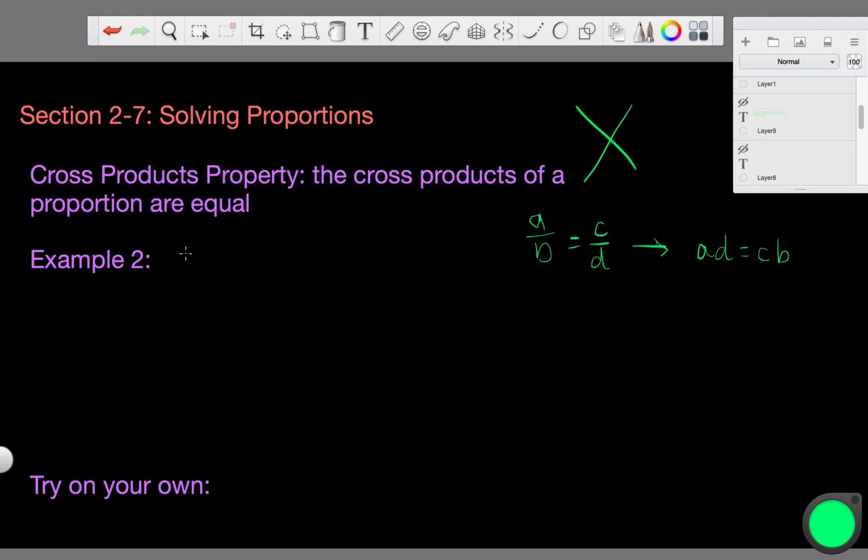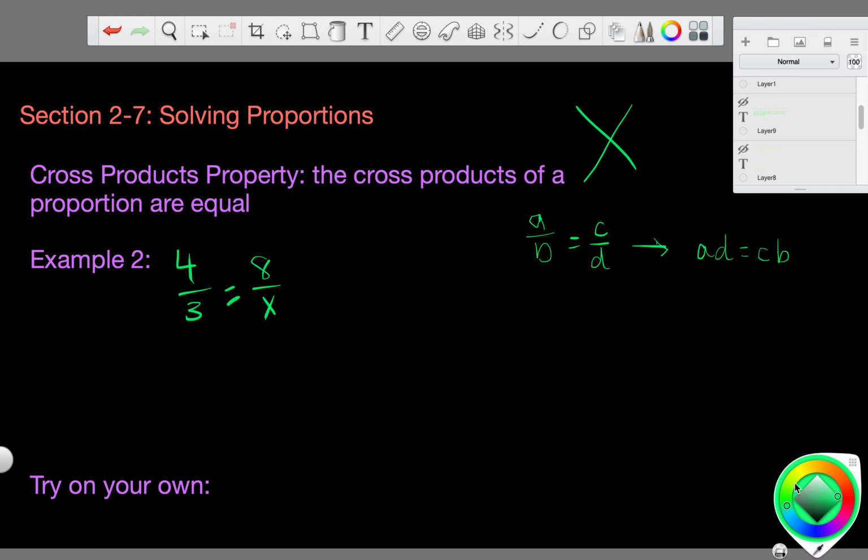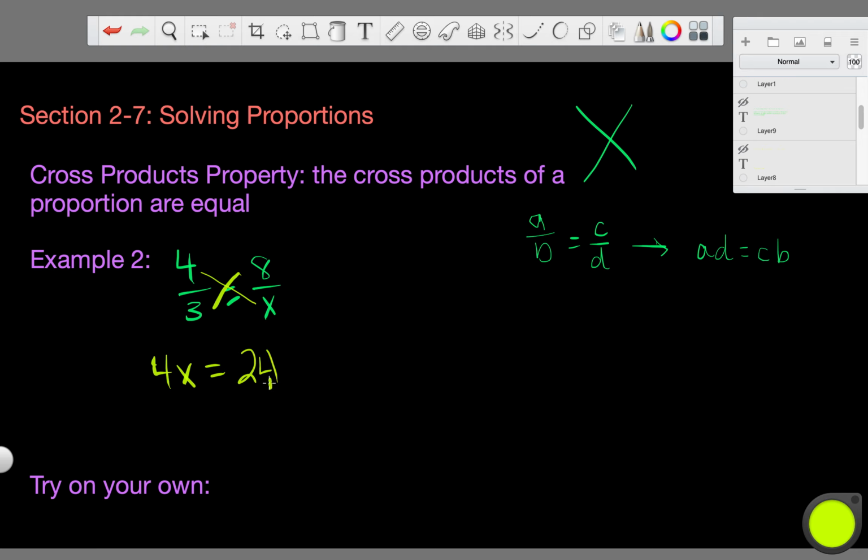Okay? So let's do another example. So we're going to have 4/3 equals 8 over x. Okay? If I'm doing my cross products method, I am going to do my 4 and my x, and then my 3 and my 8. So I'm left with 4x, because it's 4 times x, equals 8 times 3, which gives me 24. I need to get my x alone, so I want to divide both sides by 4. Divide both sides by 4, and I'm left with x equaling 6.